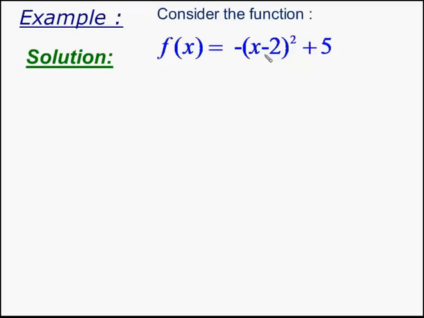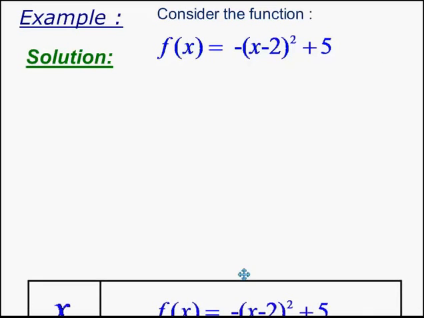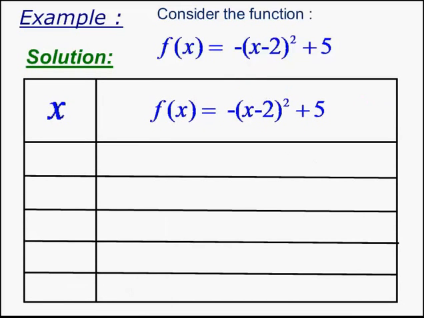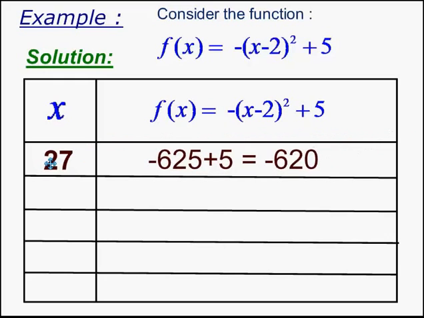This quantity x minus 2 is squared. Therefore, this will always be a positive quantity whatever the value of x may be. However, this negative sign will make this a negative quantity. Now, I will be taking a few values of x and finding the values for f of x. So, let x be equal to 27. When x is 27, f of x is negative 620.